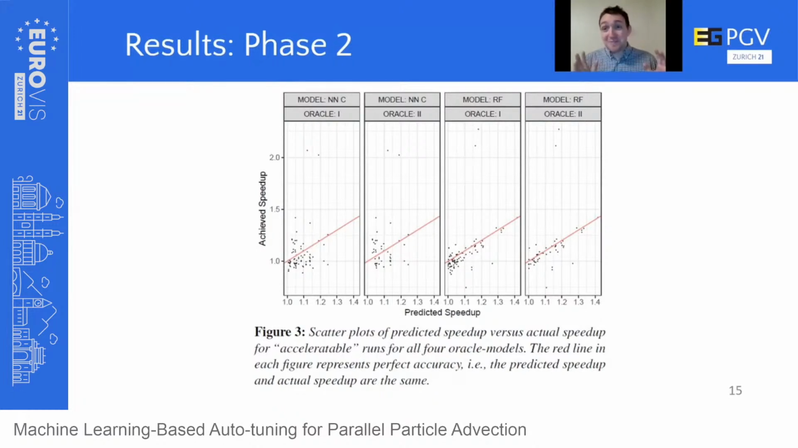However, we know there's going to be a little bit of error in any sort of model. So in this case, if we're off and our predicted speed up is not the same as our achieved speed up, we want to have a faster achieved speed up than what we predicted. So the goal is to have the dots be on the red line, but if they're not going to be on the red line, it would be great to have them above. And you can see the results visually here.